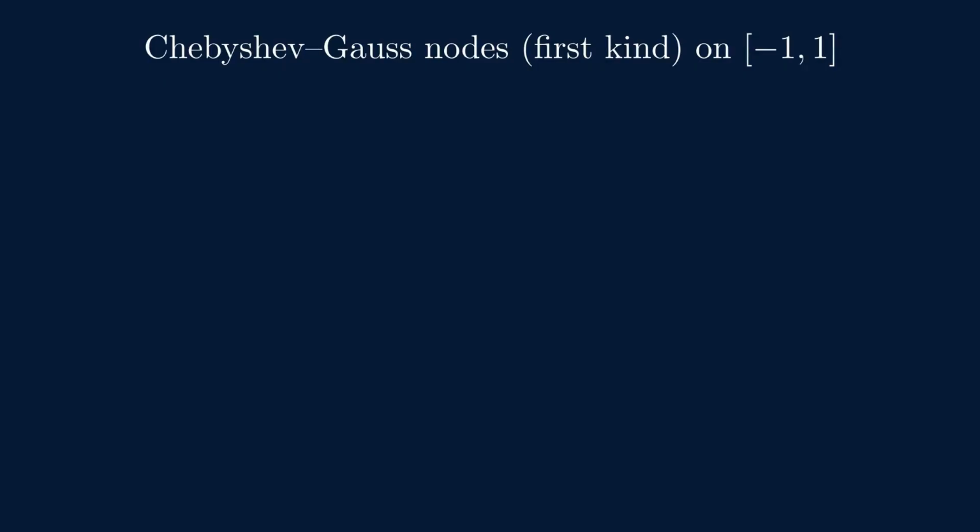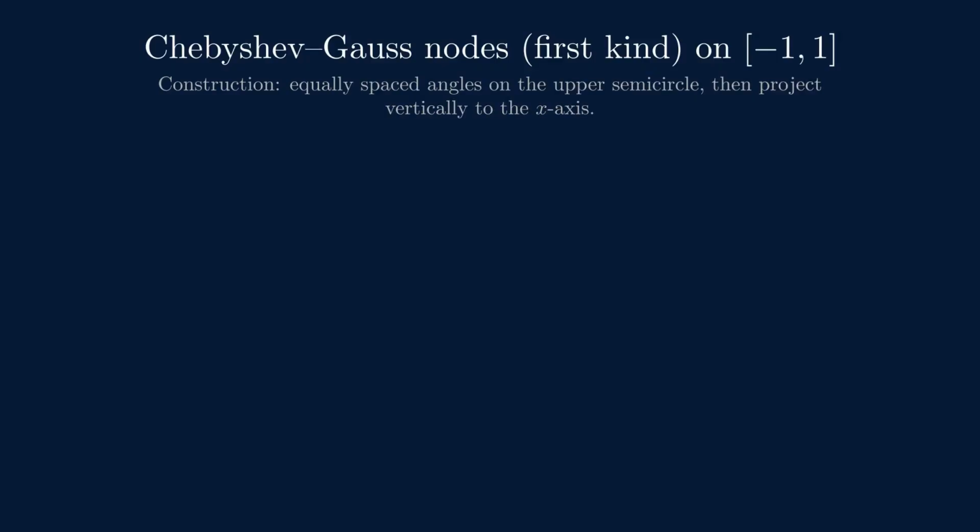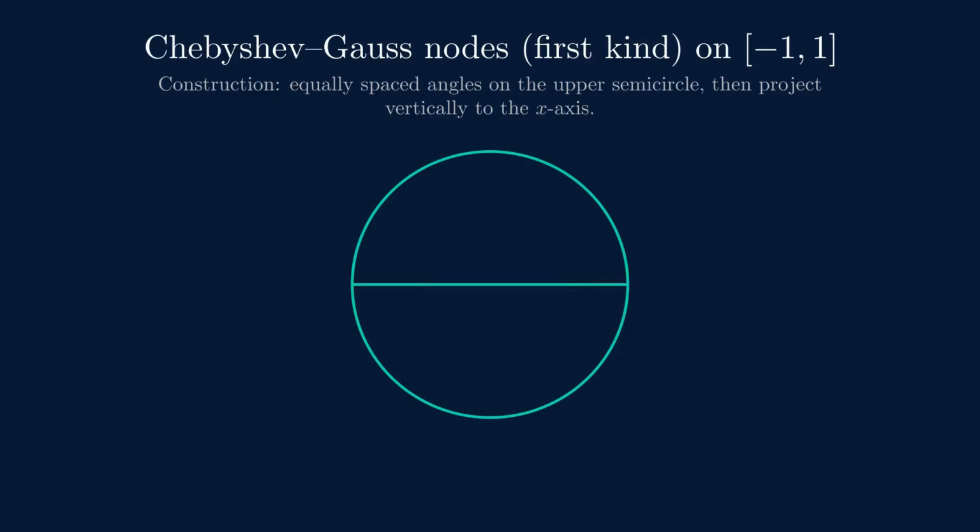Chebyshev Gauss nodes on the interval -1 to 1. Construction. Place equally spaced angles on the upper semicircle, then project vertically to the x-axis. Mark the angles on the arc. Drop each point straight down to the diameter. The vertical projections land on the x-axis. These projected x positions are the nodes.